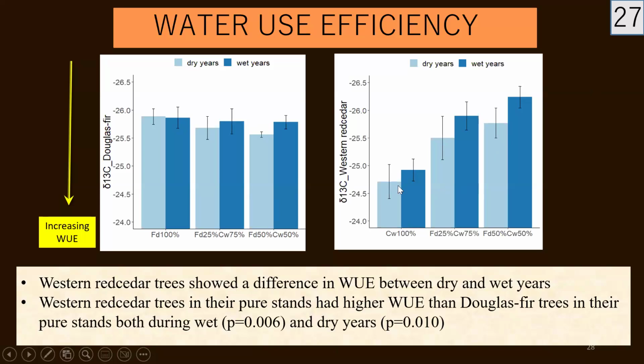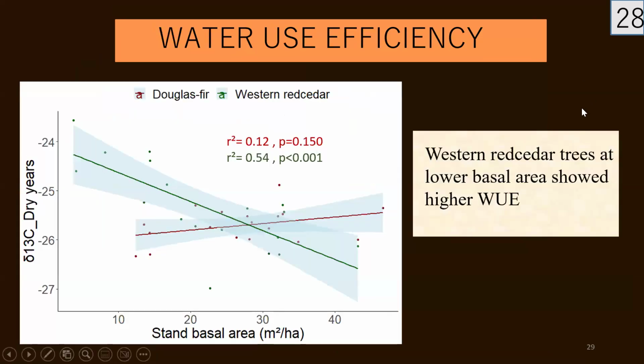This also led us to the conclusion that western red cedar trees are more responsive to drought compared to Douglas fir trees. And western red cedar trees in their pure stands had higher water use efficiency than Douglas fir trees in their pure stands, so they were better able to efficiently utilize water during a drought period. Also, western red cedar trees at lower basal area showed a higher water use efficiency, which means that basal area also affects water use efficiency.